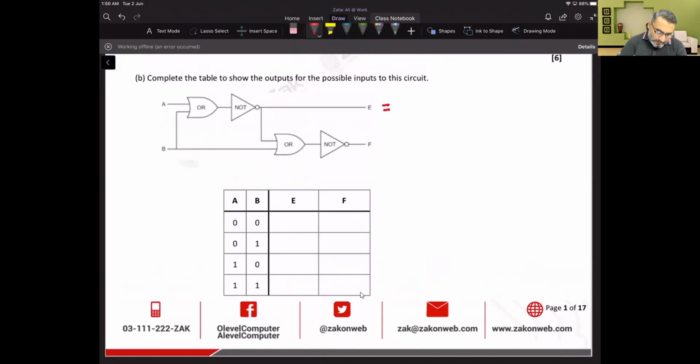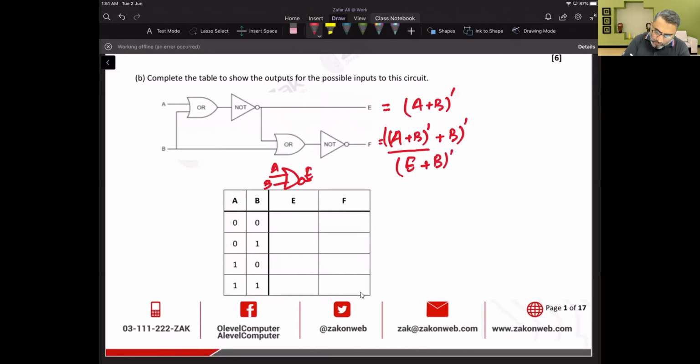E is actually A plus B, and this output is inverted. So this is E. This is a NOR gate basically. Output is E. And then we have got F. What is F? A plus B whole not, again plus B whole not. So the result, you can say that this is E. So this would be E plus B whole not.